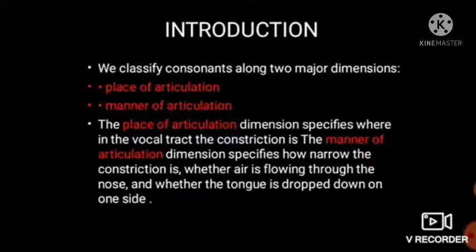We divide the consonants along two major kinds. These are as follows: place of articulation and another is manner of articulation. The place of articulation dimension specifies where in the vocal tract the constriction is. The manner of articulation dimension specifies how narrow the constriction is, whether air is flowing through the nose and whether the tongue is dropped down on one side.